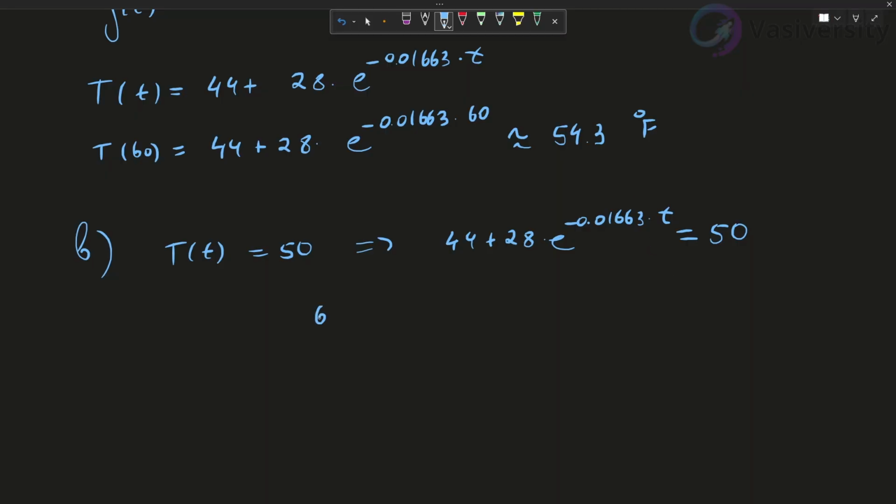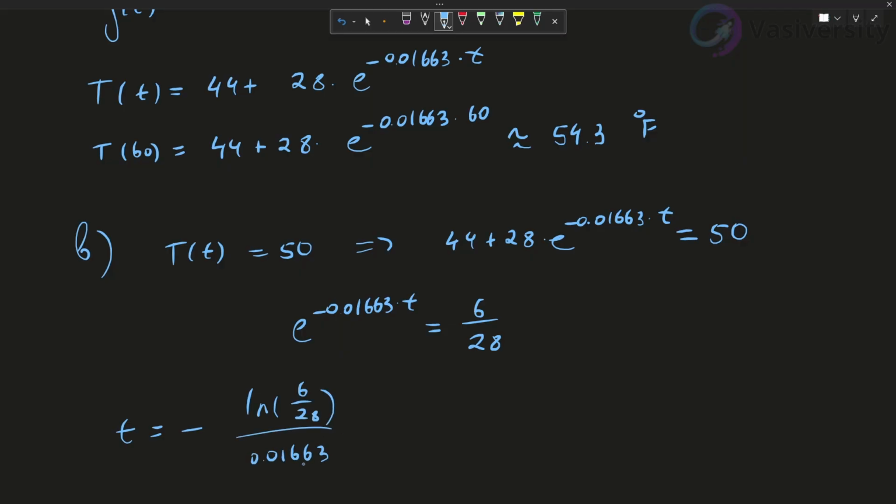So we're going to get that e to the negative 0.01663 times time is going to be equal to 6 over 28, which means time is going to be negative natural logarithm of 6 over 28 over 0.01663. It's going to be about 92.6 minutes, right? So 1.5 hours, so 1 hour and 32.6 minutes. That's how much time it will take.